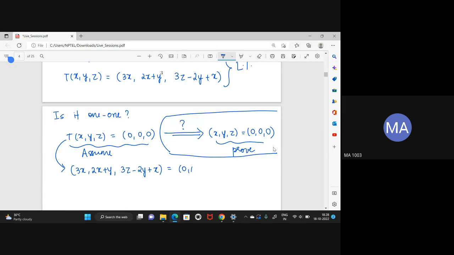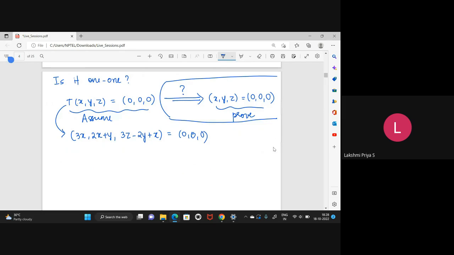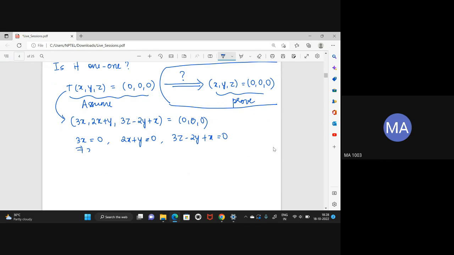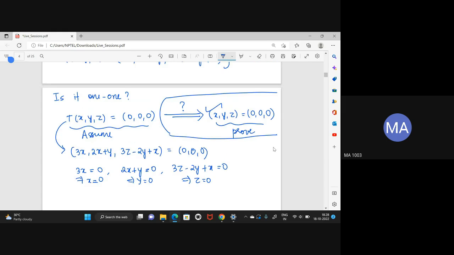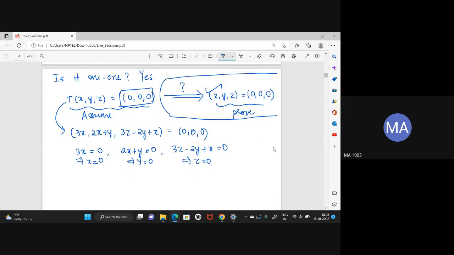When will two vectors be equal? When the corresponding coordinates are equal. So 3x is equal to 0, so from here you get x is 0. Then 2x plus y is 0, so y is 0. And z is also 0. So do I get x comma y comma z is equal to 0? Yes, madam. So is this map 1 to 1? Yes, it is 1 to 1. So you see that the 0, 0, 0 vector has exactly one pre-image, that is 0, 0, 0 itself. So this is a 1 to 1 map.